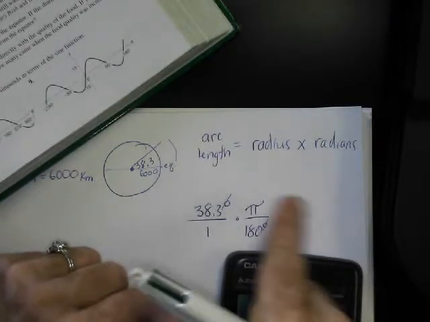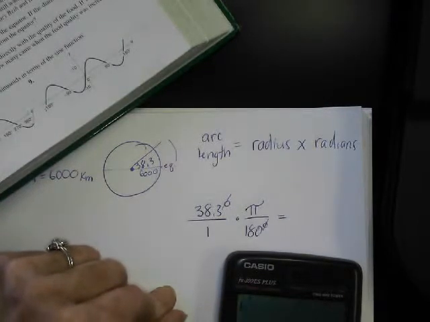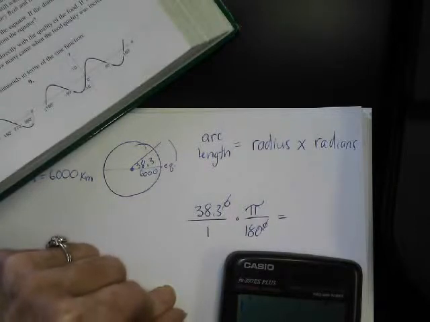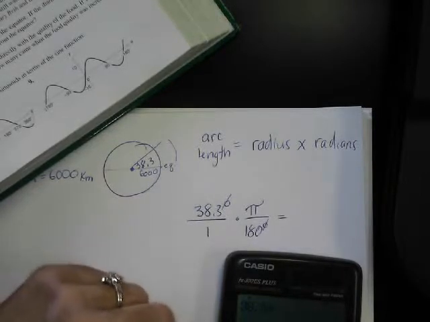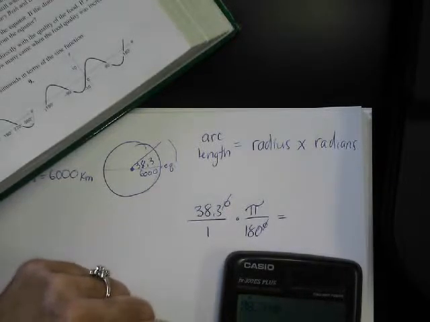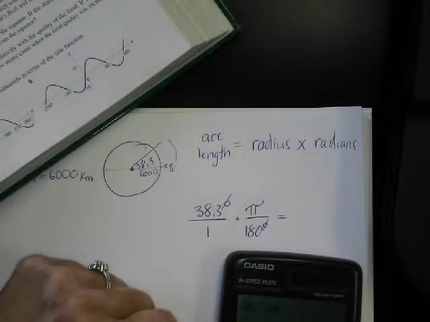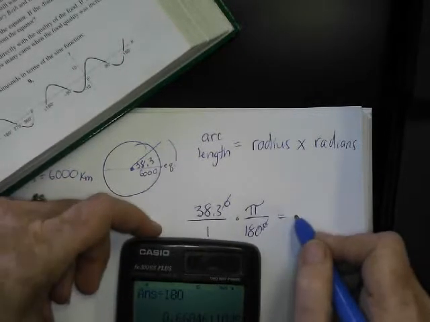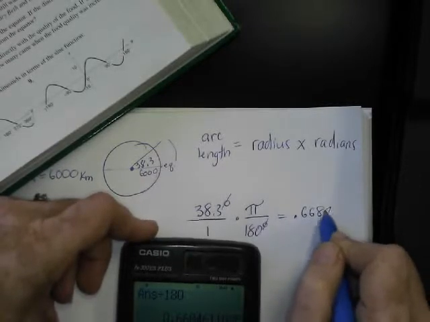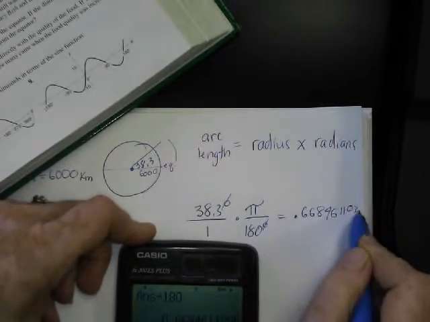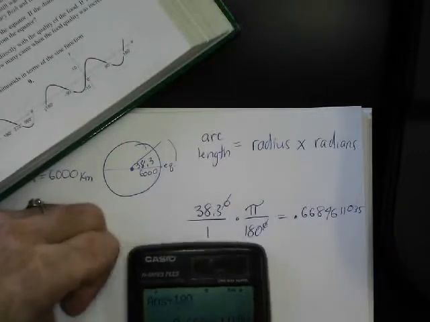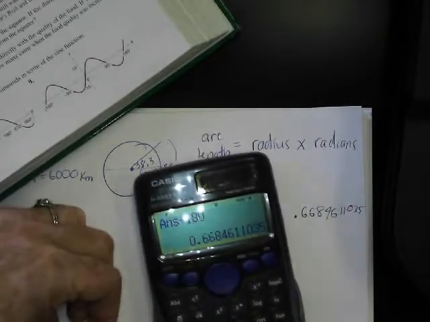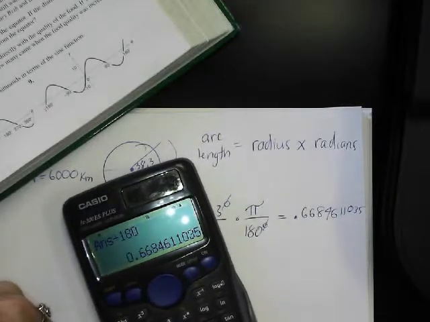Okay, so 38.3. I'm just going to let the calculator give me all the digits. I'm going to go 38.3 times pi, and if I use my pi key, I'll go shift pi, and then divide it by 180. And just get some weird little decimal. That's okay though, it's just a decimal. It's 0.6684611035. I'm just going to leave it in my calculator anyway, so it's not that big of a deal. I'm not going to bother rounding it.